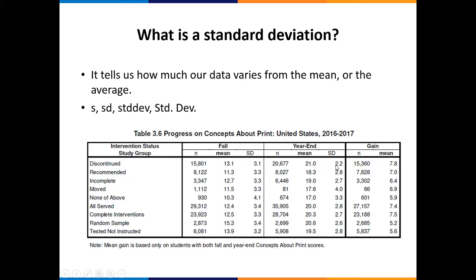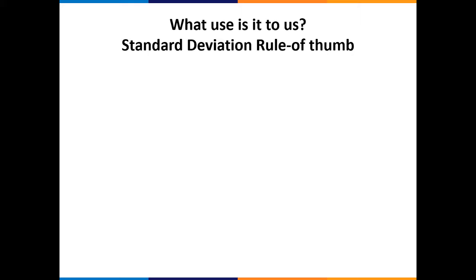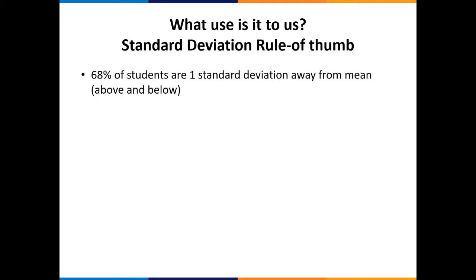At the end of the school year as well. And so I'll just repeat here. Remember, where we're going to see it, our standard deviation and our mean work together to tell us some information about our students. All right, so you're telling me, what use is it to us? Well, here we go. We're going to learn about a little standard deviation rule of thumb. I'm going to explain it here, and then we'll do a practical example together.